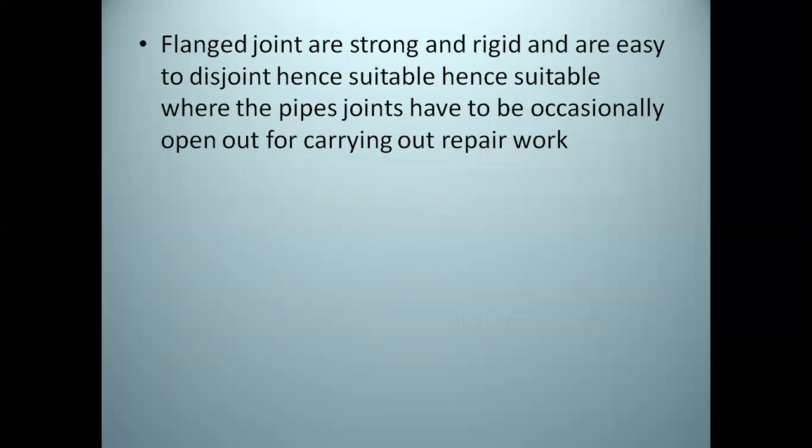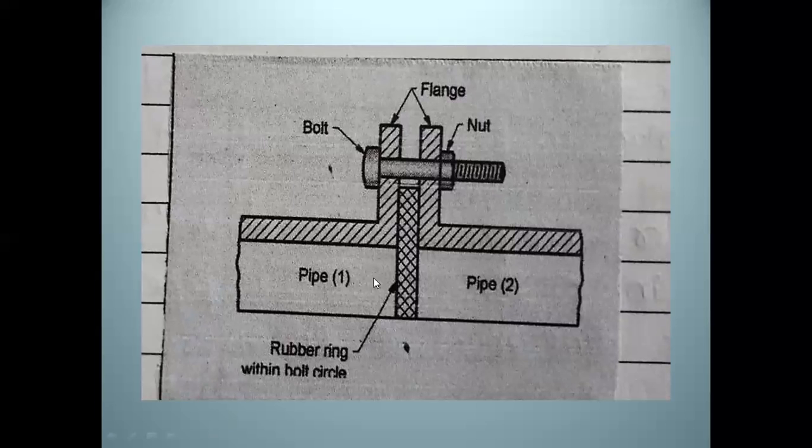Flange joints are strong and rigid and are easy to disjoint, hence suitable where the pipe joints have to be occasionally opened out for carrying out repair work. This flanged joint is strong and rigid, and it is very easy to separate the two pipes, hence it is suitable for occasional work or repairing work. See, this is the flanged joint.